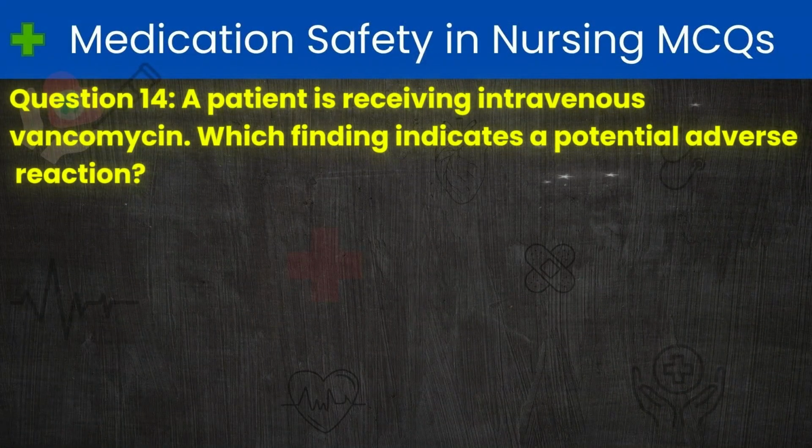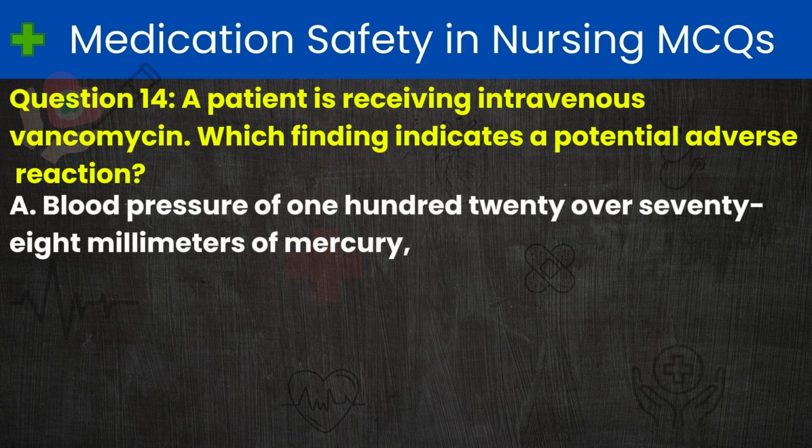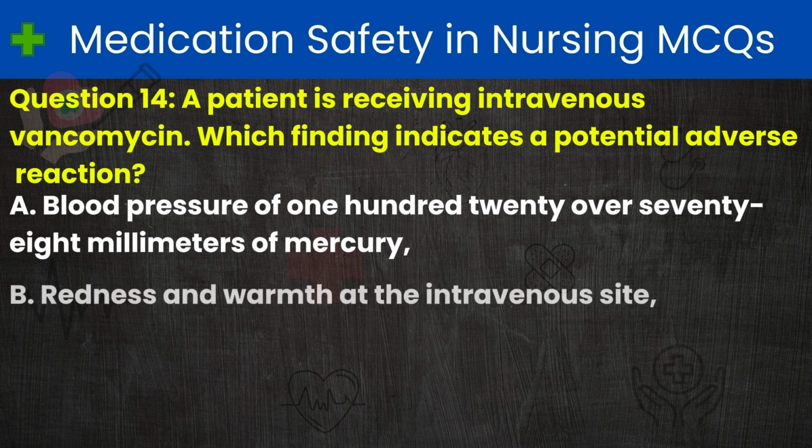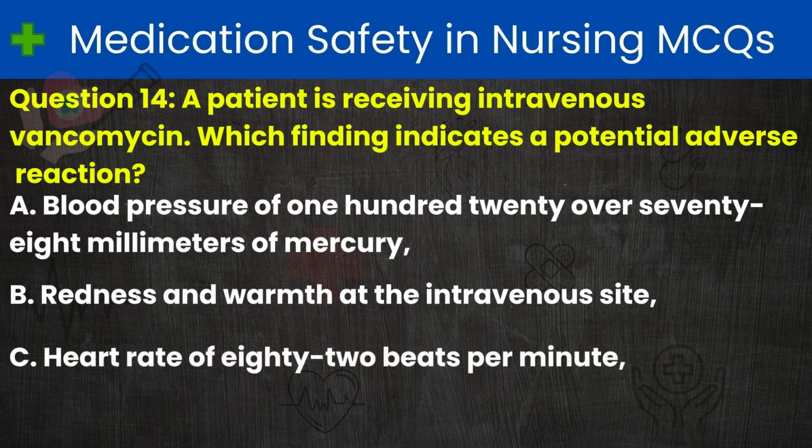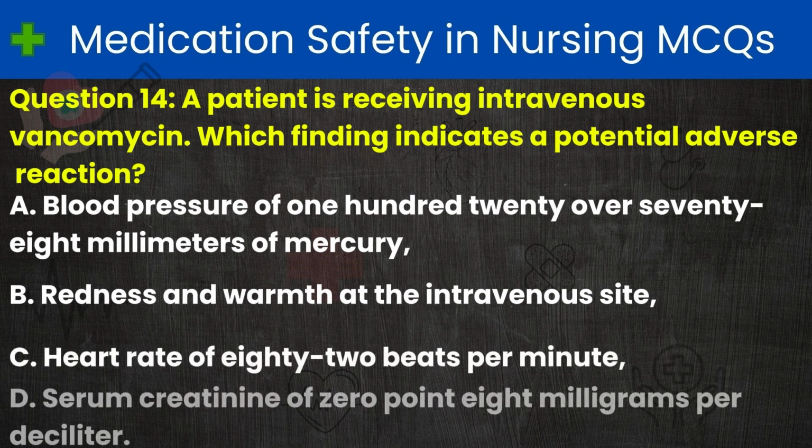Question 14. A patient is receiving intravenous vancomycin. Which finding indicates a potential adverse reaction? A. Blood pressure of 120/78 millimeters of mercury. B. Redness and warmth at the intravenous site. C. Heart rate of 82 beats per minute. D. Serum creatinine of 0.8 milligrams per deciliter.